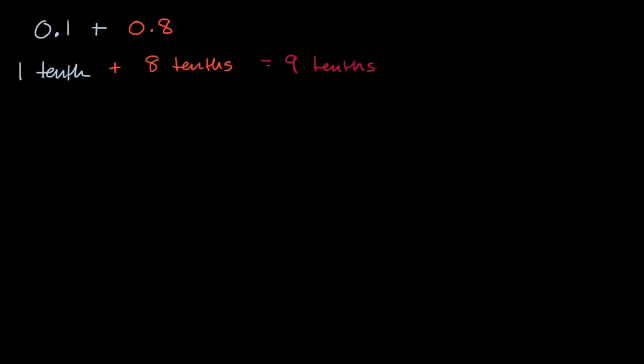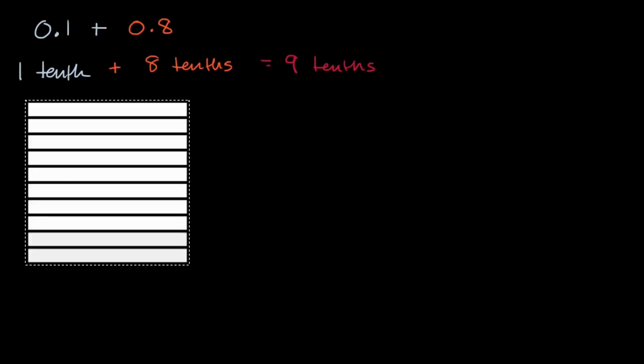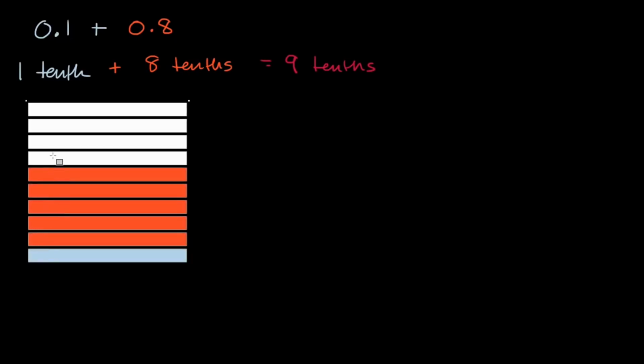That's one way to think about it. Another way, we could think about it visually. So let's say we take a whole and we were to divide it into tenths, which we have right over here. So if we say this whole square is a whole, we divide it into 10 equal sections. So each of these white bars you can view as a tenth. So we have 1 tenth. So let me fill that in. We have 1 tenth right over there. And to that, we want to add 8 tenths. So 1, 2, 3, 4, 5, 6, 7, 8.